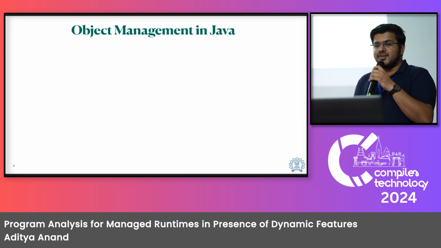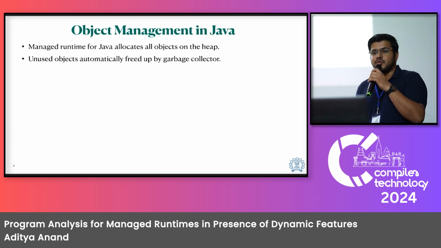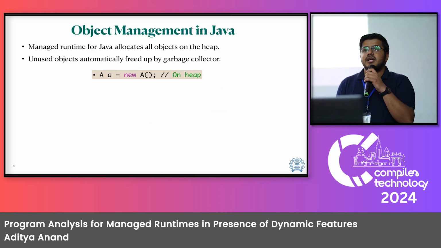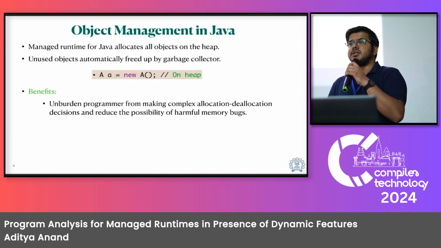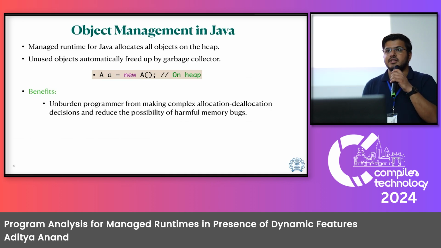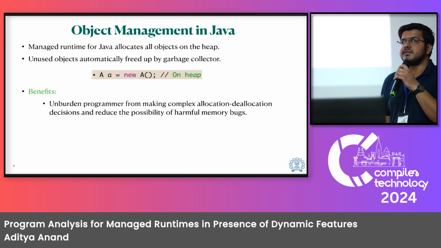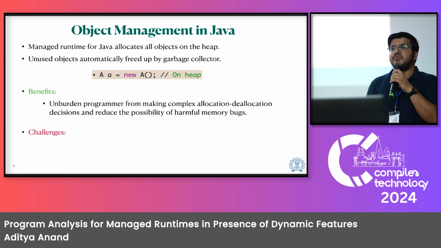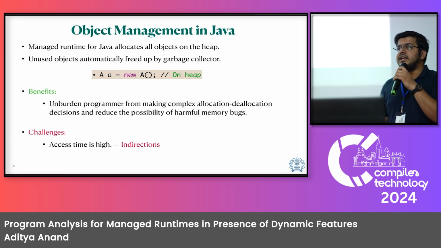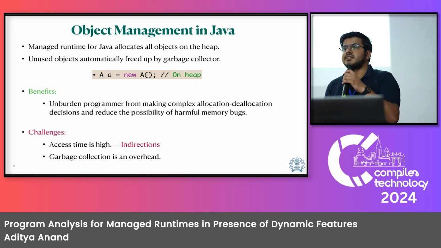So in Java, the object by default gets stored on the heap and gets freed up by the garbage collector. We all know that. So we have a statement like a = new A(). The object will be by default on the heap. The advantage is that it unburdens the programmer, who need not worry about complex allocation and deallocation decisions, and it reduces the possibility of harmful memory bugs. But the challenge from the VM perspective is that if the object is on the heap, the access time becomes higher, as we will have indirections while accessing the object. Also, garbage collection is an overhead.